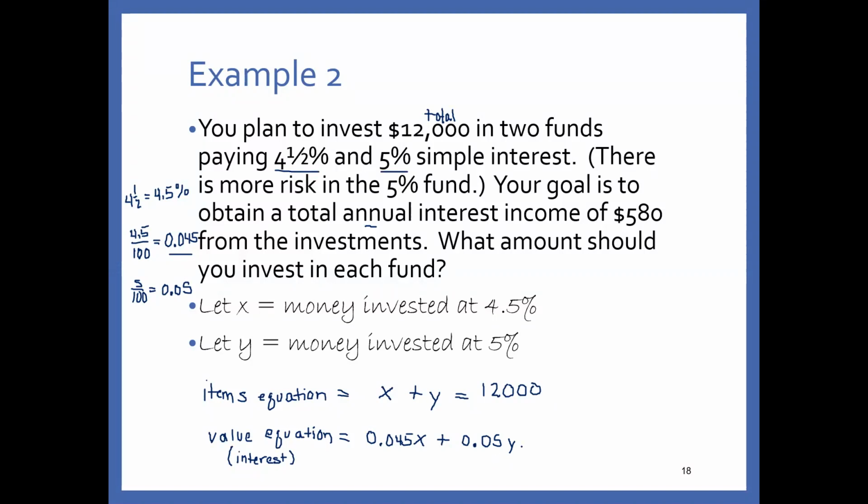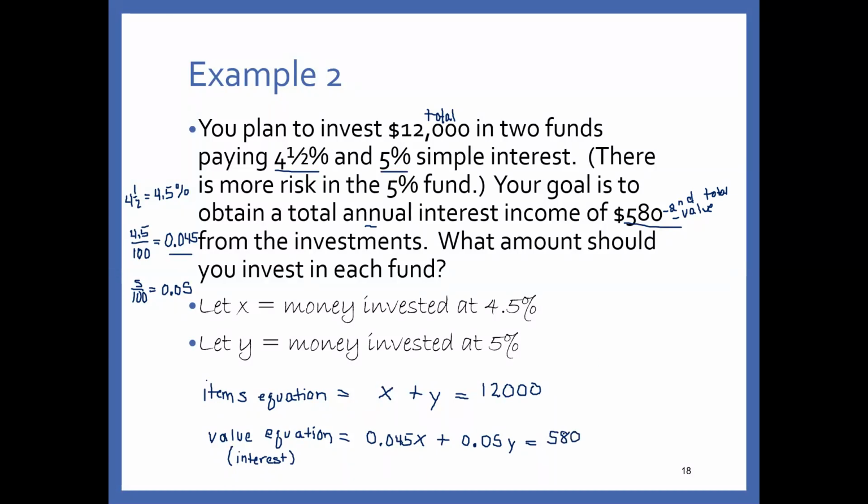And then the total interest that I hope to earn is this $580, which would have been my second total, or my total value. The second total or the value. And so this is 580.